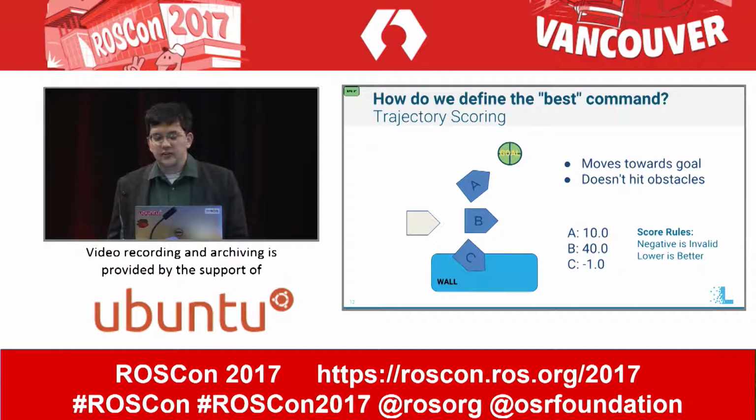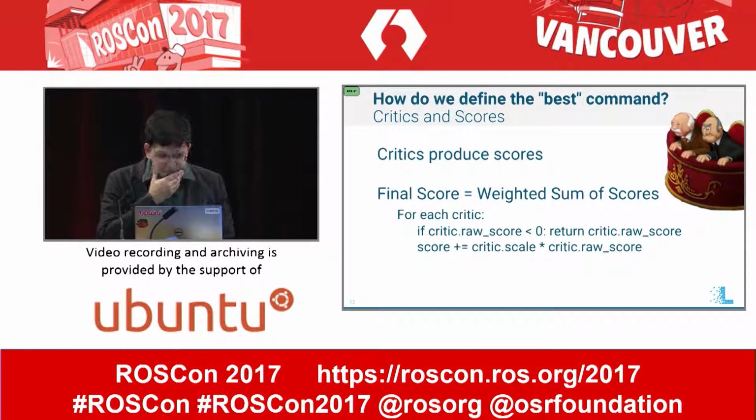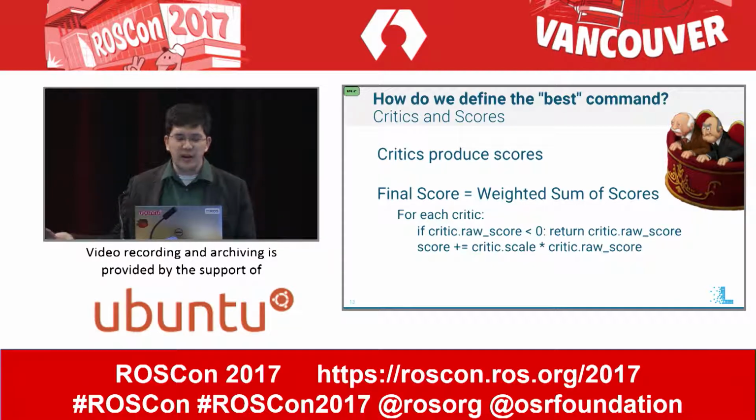But there are a number of different functions that we have that produce scores. And we're going to call these critics. So critics produce scores for each of the trajectories. And the core of the algorithm is just to take a weighted sum of all the scores. Unless, of course, one of those scores happens to be completely invalid, then we reject the whole thing.